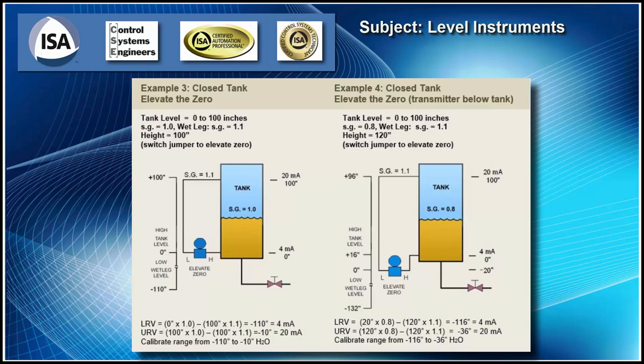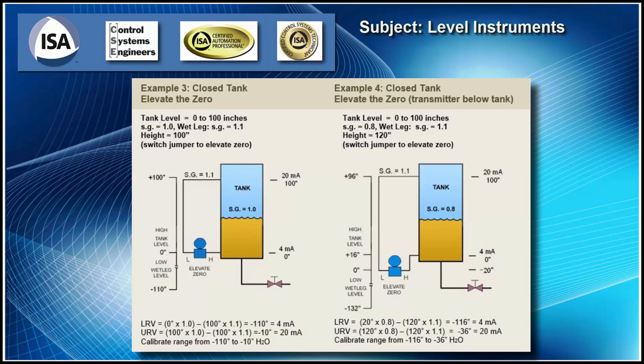Now when we fill up the tank, that's our upper range value, 100%. And we're trying to reach 100 inches here. So our high side will have 100 inches of water on it times the specific gravity of 1, minus the low side, which is 100 inches times the specific gravity of 1.1, the fill fluid. Therefore, we get minus 10 inches. And minus 10 inches equals 100% or 20 milliamps. So the calibrated range of this transmitter would be calibrated from minus 110 inches to minus 10 inches, H2O.